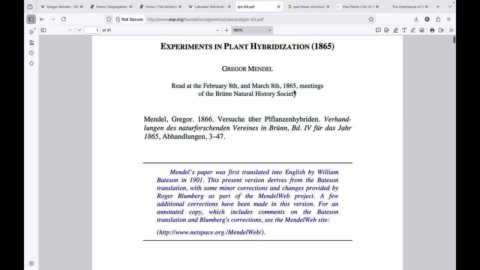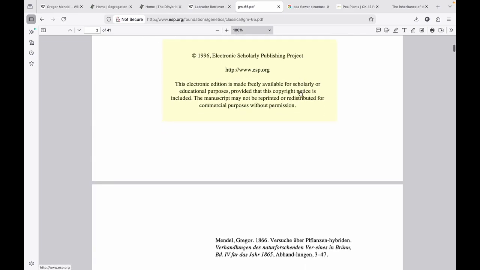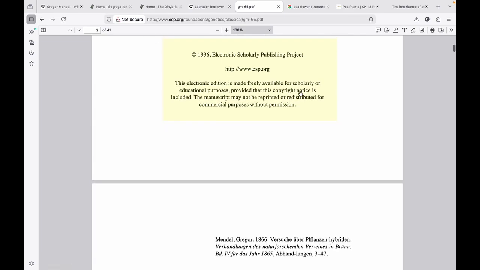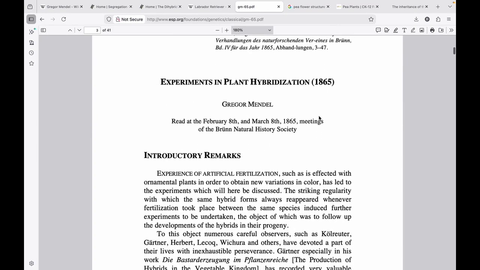was published decades before, and he was a hybridizer. He made crosses between different varieties of pea plants, and what he was really interested in is trying to understand what other hybridizers had observed.